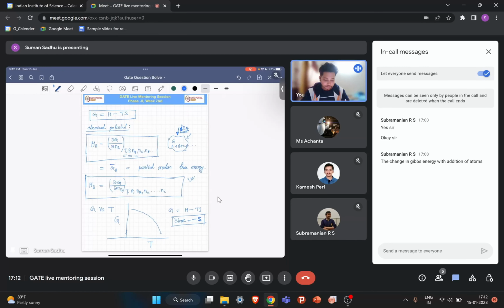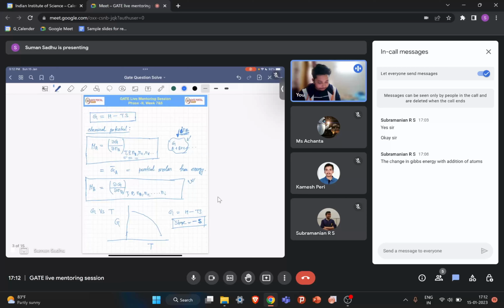Now if we add one more variable, for a pure element, G is a function of temperature and pressure only, right?